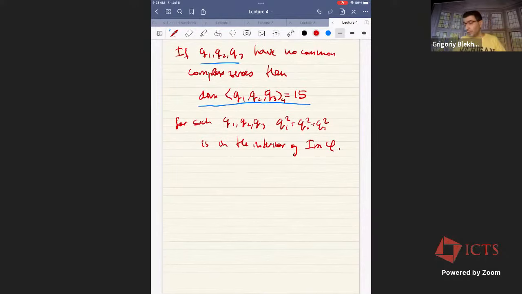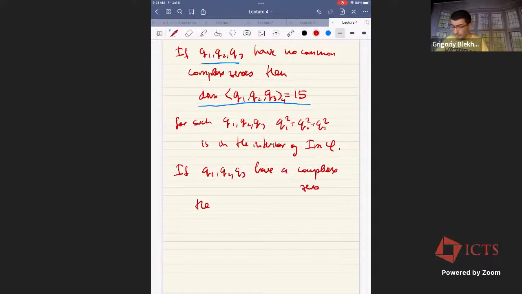Okay. So now what happens if they have a common complex zero? Well, these are real equations. If you have a common complex zero, this zero comes in complex pairs. So if Q1, Q2, Q3 have a complex zero, then they actually have a conjugate zero. Then there is a pair of common zeros.